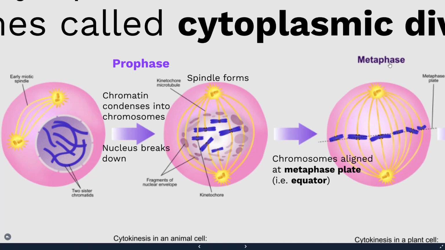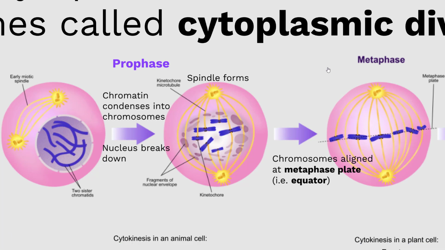After prophase, we move to metaphase. When you hear metaphase, think middle. In metaphase, what will happen is that the spindle aligns the chromosomes at the center of the cell. So comparing this picture here to this picture here, this is what happens in metaphase. The chromosomes are aligned by the spindle at the center of the cell.